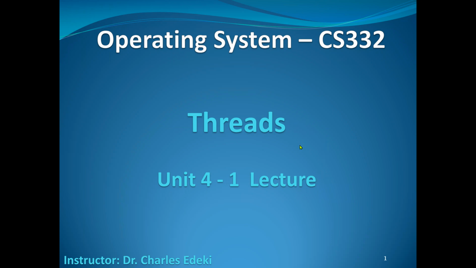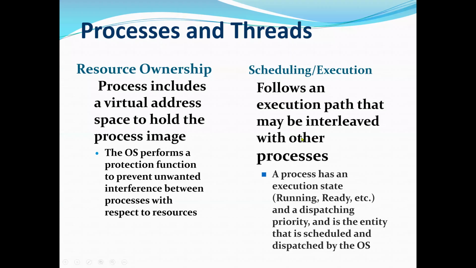In our previous lectures, chapter 3, we discussed process. We said a process is a program that is running or executing. A thread also is a program that is executing, but a thread is a mini process, which means one process can have two or more threads. So all the characteristics of a process are almost the same as a thread.